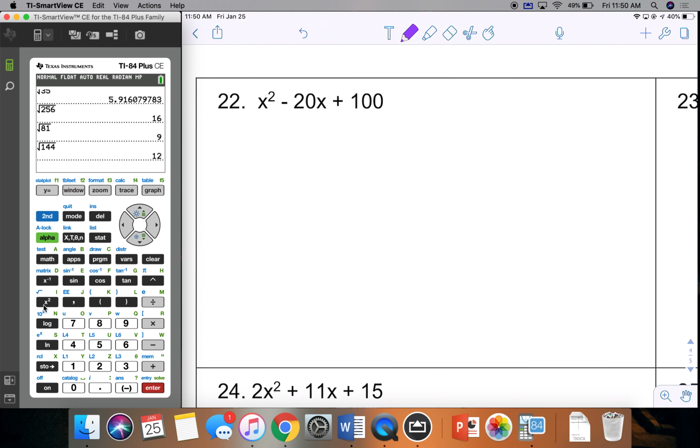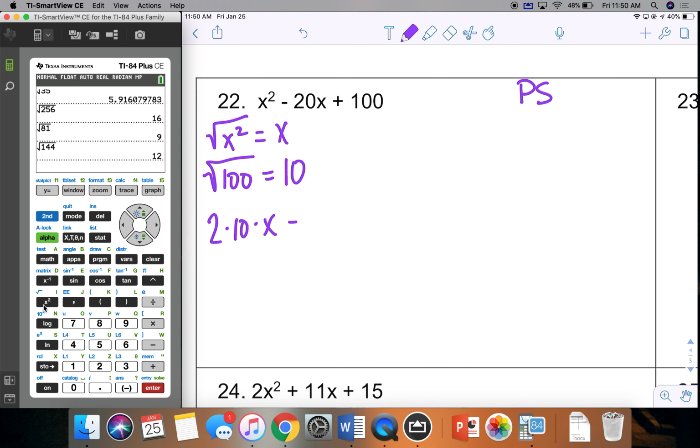Problem 22, I see three terms, so this is not a difference of squares. However, I do notice that the last term and the first term can take the square root, so I'm going to check for a perfect square trinomial. So when I take the square root of x squared, I get x. The square root of 100 is 10. And if I do 2 times 10 times x, I get back to 20x, which is my middle term.